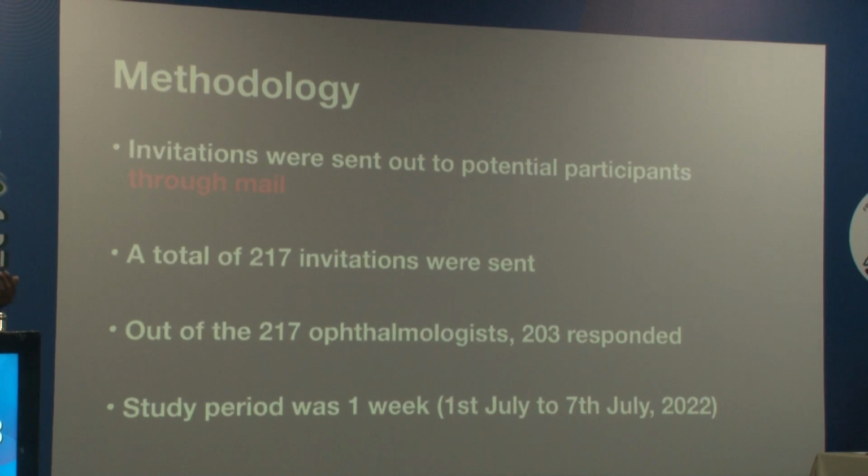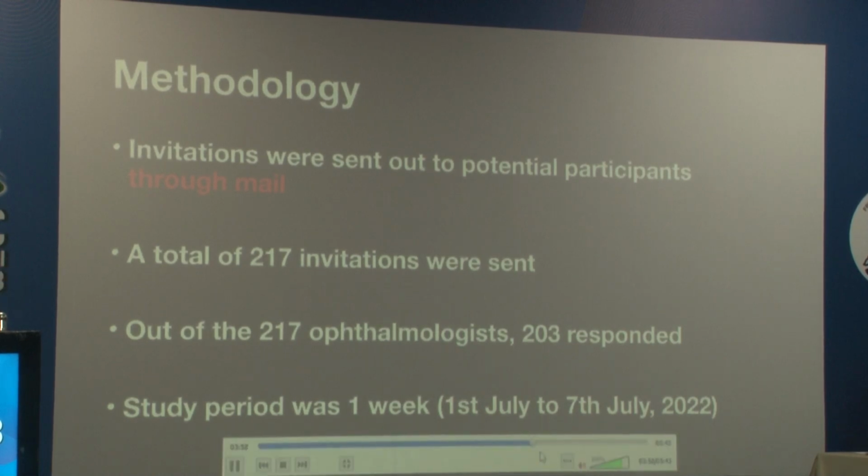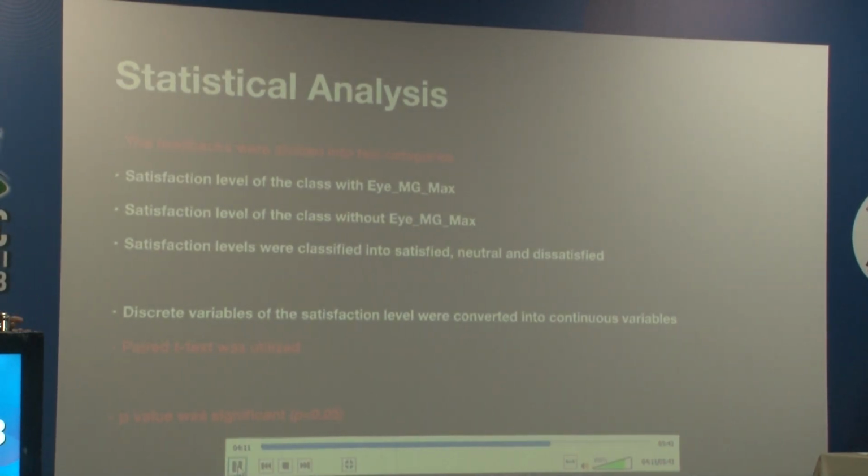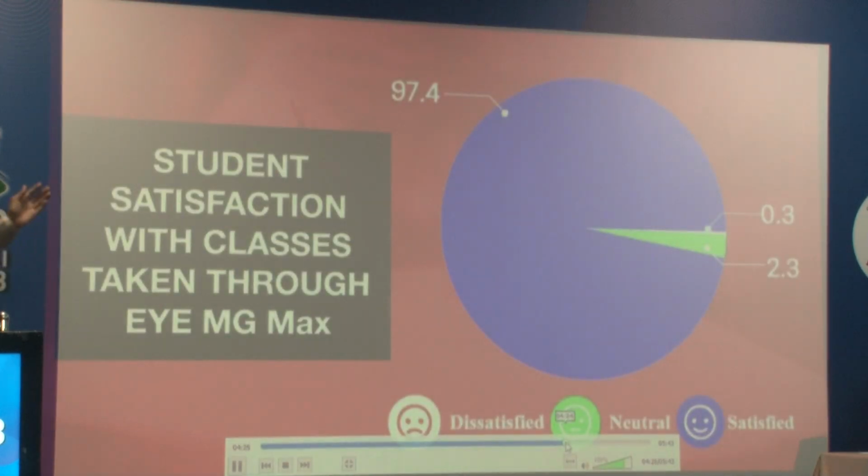And we also got 203 respondents who responded about the utility of this particular application that they felt when compared to a textbook. Of course, discrete variables of the satisfaction levels were converted into continuous variables. A paired t-test was done, and the p-value was significant at 0.05. And it's noticeable that with this app they felt much better. You can see 97.4%, the satisfaction levels were much better.